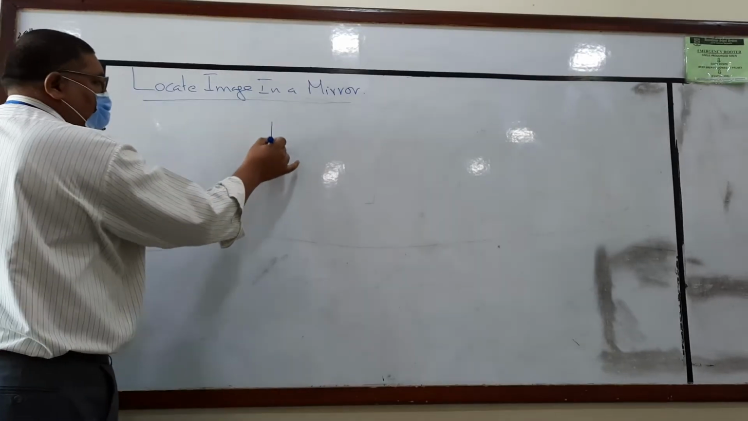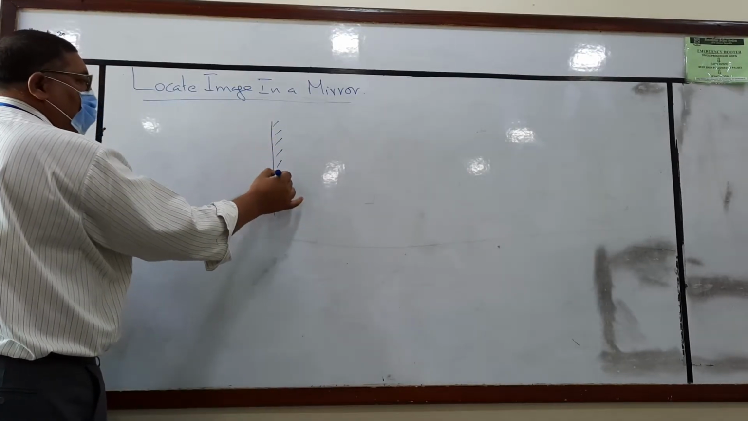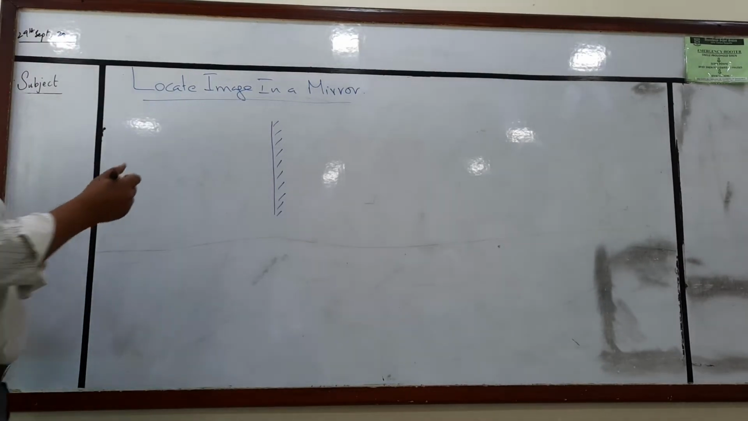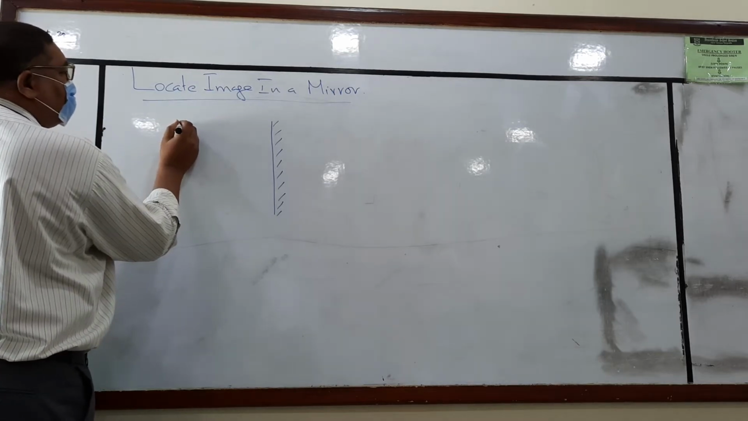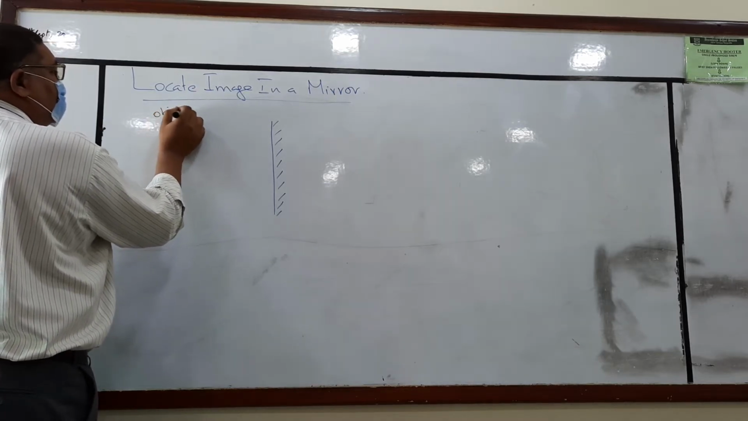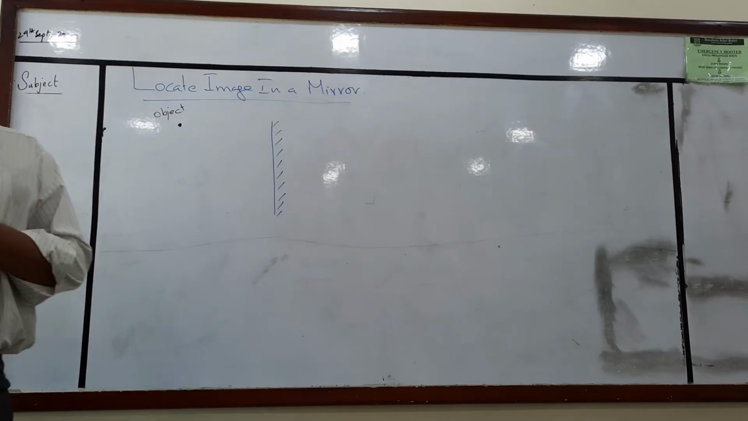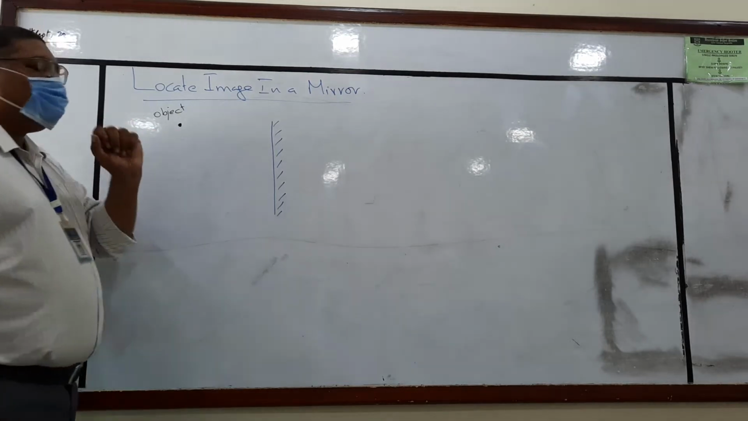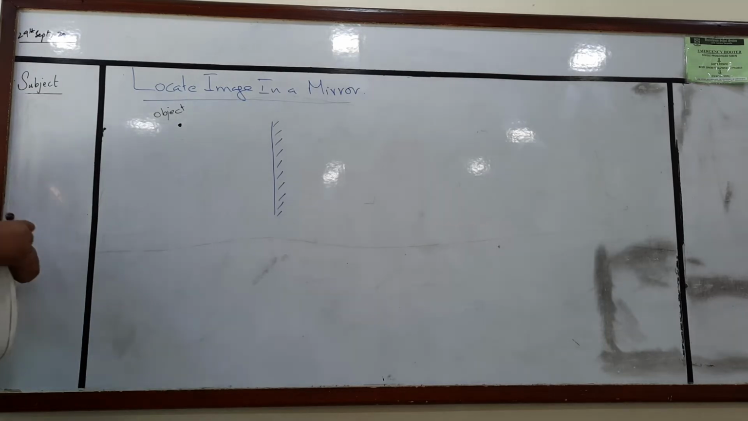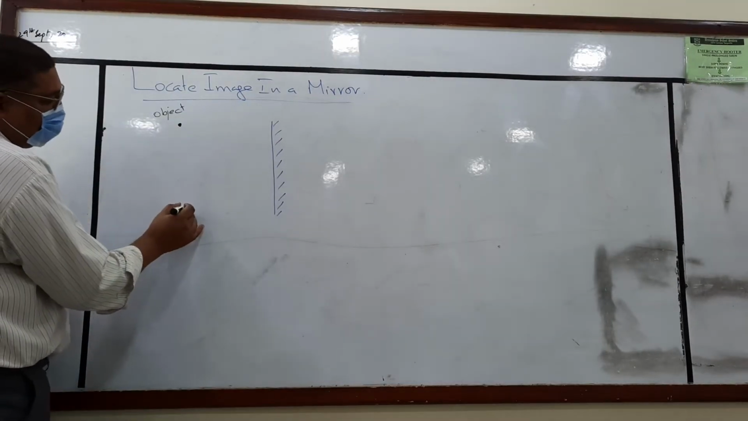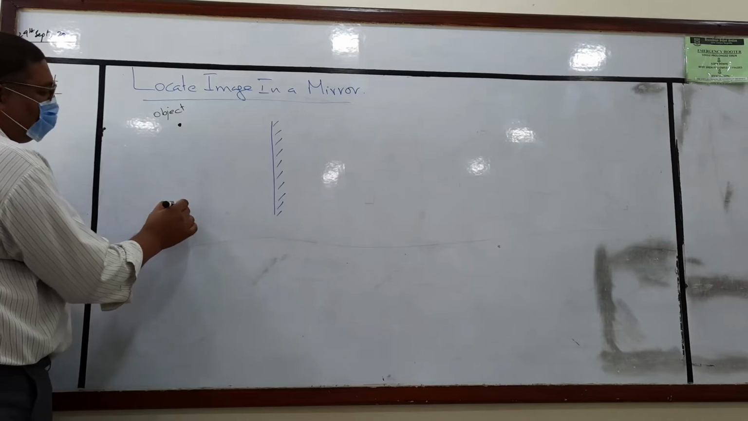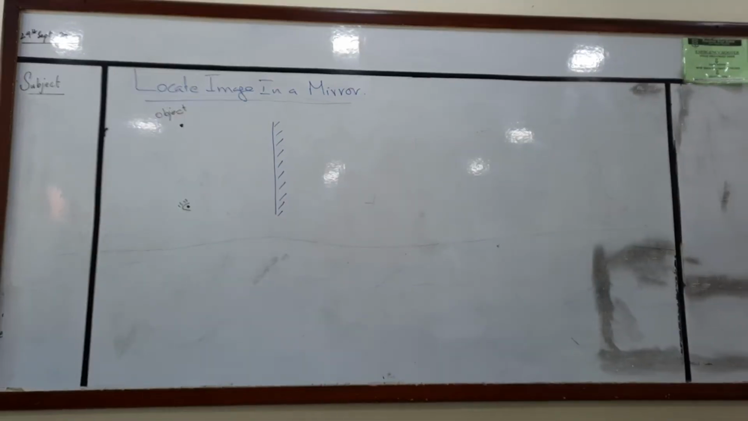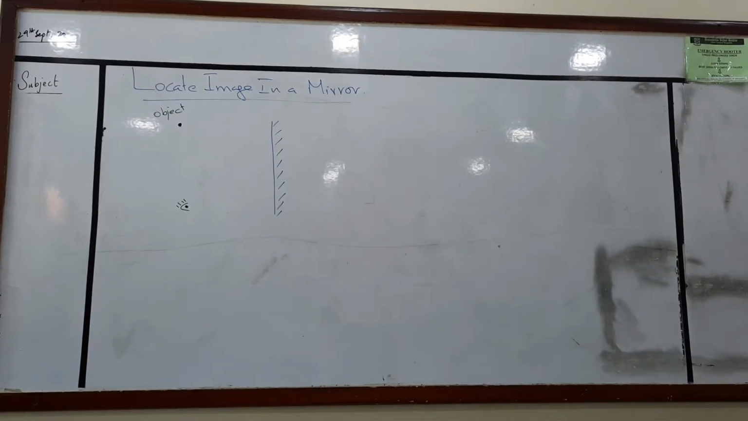Okay, for example, suppose here I have a mirror, and in front of that mirror I have an object. Exactly here we have an observer, and I want to find where the image will be located.